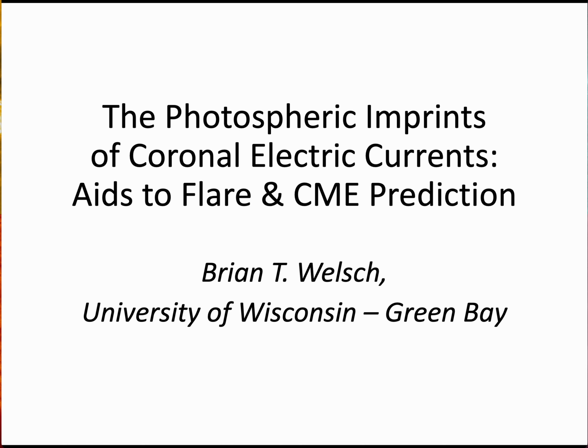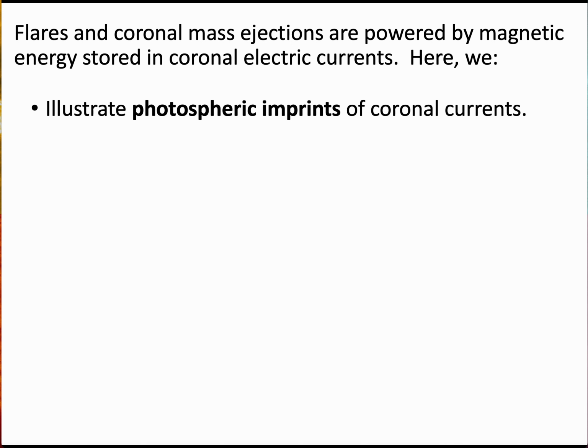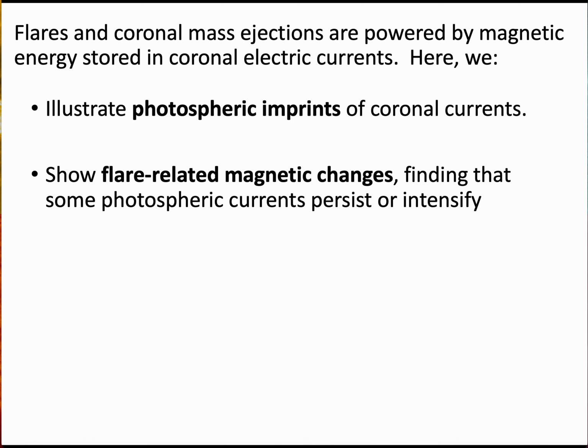I'll talk about photospheric imprints of coronal electric currents and their relevance for flares and CMEs. Currents are important because they are believed to be the mechanism by which energy is stored in the corona that is later released in flares and coronal mass ejections. So today I want to show some images of photospheric imprints of these coronal currents. These are signatures in the photosphere of currents flowing in the corona.